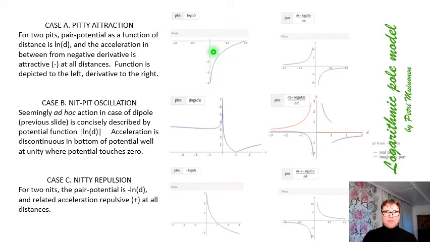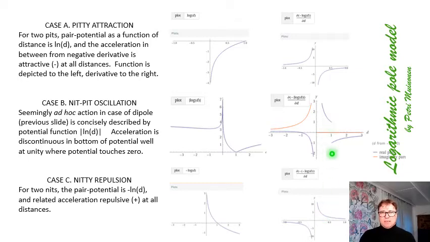Here we see on the left hand side three functions, as functions of 4D distance between poles. The first one for the pit-pit pair, then for a pit-knit dipole, and for the knit-knit pair. On the right hand side instead we have the accelerations caused by these potentials, and when we are below the horizontal line here, it means that there is a negative acceleration, so it is an attractive acceleration, and on the opposite, on the positive side, we are talking about the repulsion.